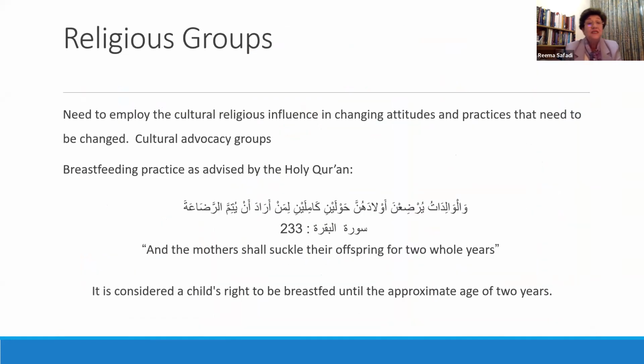Yes. So we need to employ the cultural religious influence in changing attitudes and practices that need to be changed, and use this, for example, just one example, in encouraging breastfeeding: the mothers shall suckle their offspring for 2 whole years.